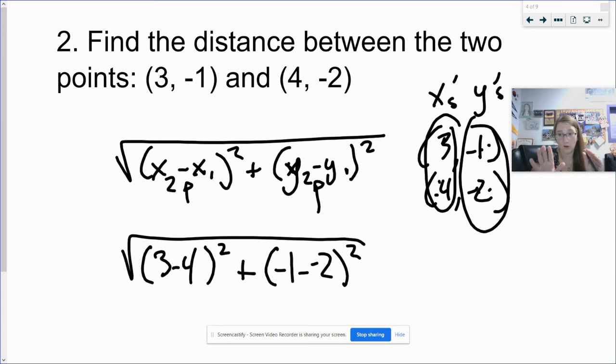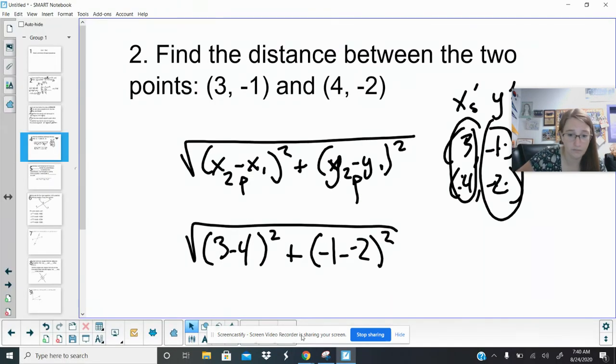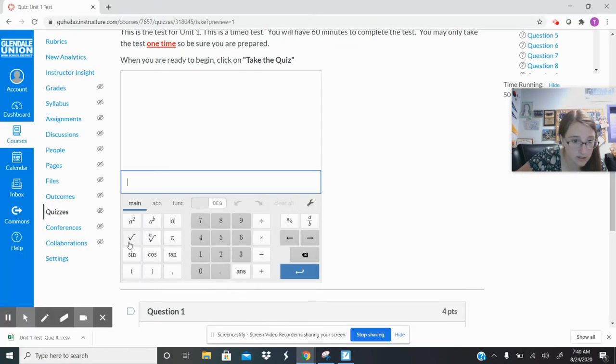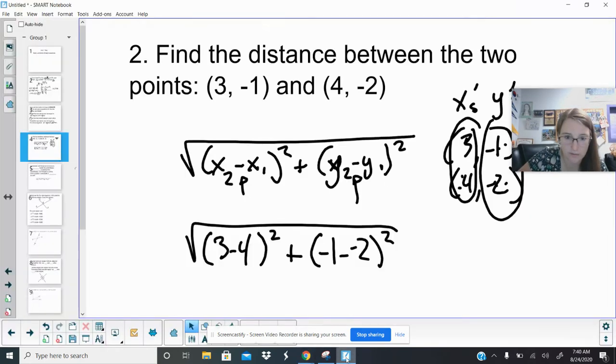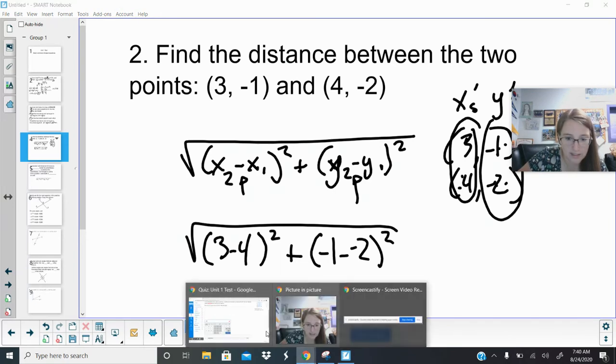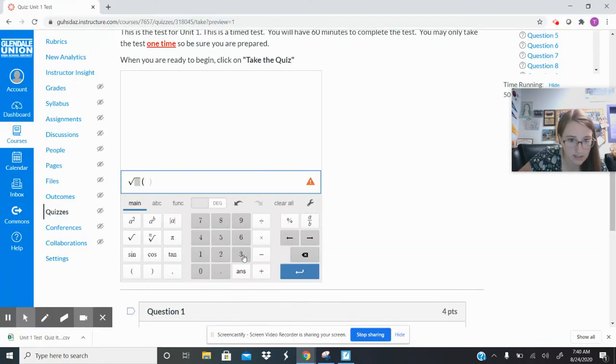Recall, now again, I'm going to say, though, you can plug this entire thing in the calculator. So I'm going to go ahead and show you that, because your calculator is there. The first thing I need to hit is the square root button. So here's that, square root. You have to hit that first, guys. And then from there, I type it in exactly as I see it. I don't leave anything out. Parentheses, 3 minus 4, close parentheses.